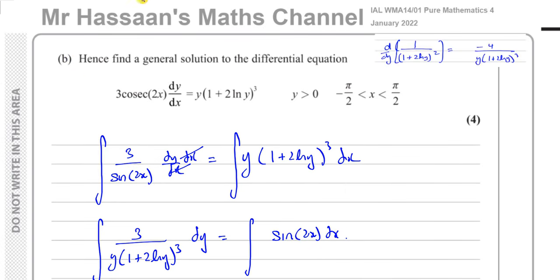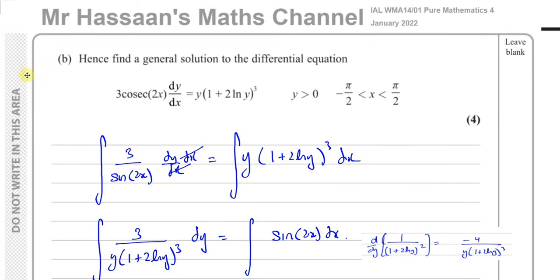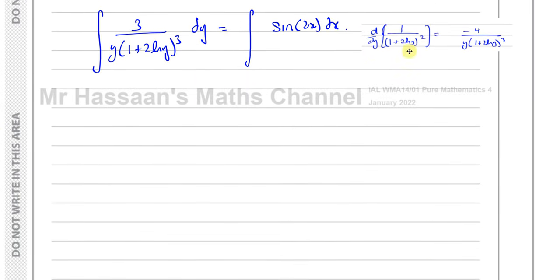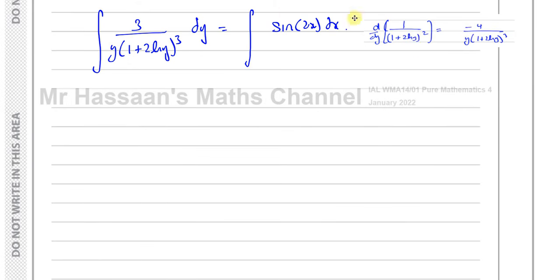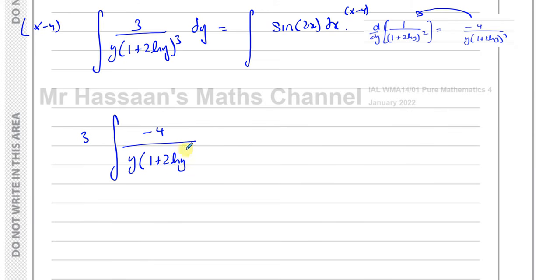Now, using what we found in the last part of the question, I can see that if I go in the reverse order, the integral of this is going to give me that. What I have here looks very similar to this, except it has a minus 4 and this has a 3. So I'm going to multiply both sides by negative 4, and I'll write the 3 on the outside and the negative 4 on the inside. I have negative 4 over y times (1 plus 2 ln y) cubed.